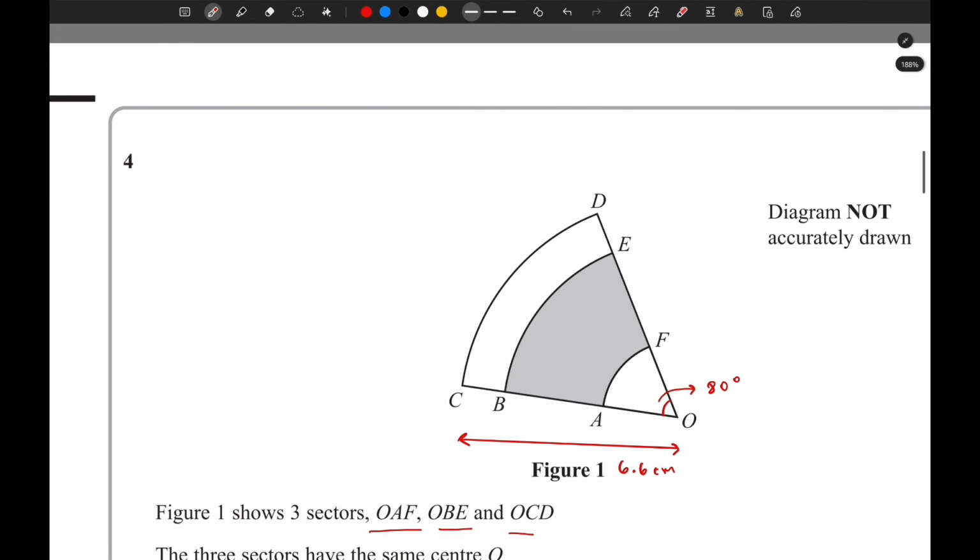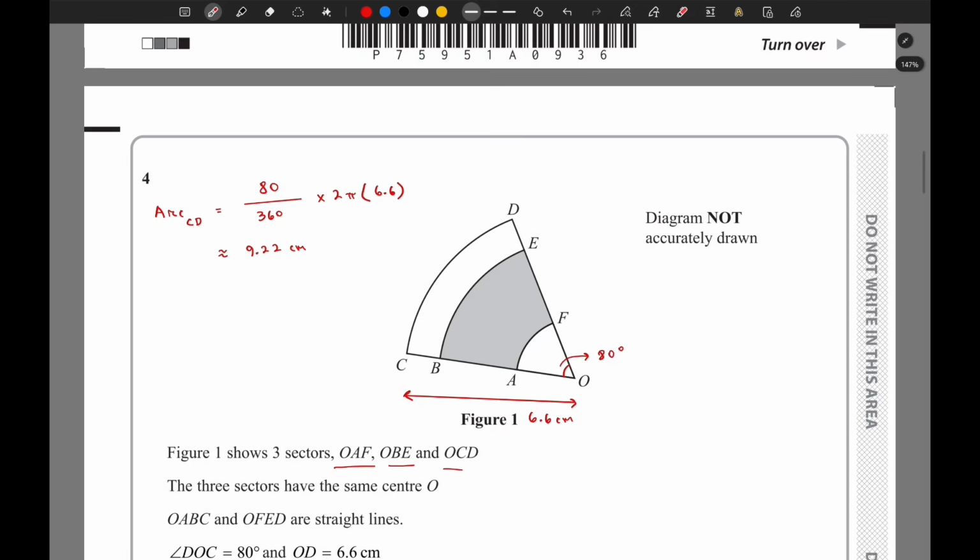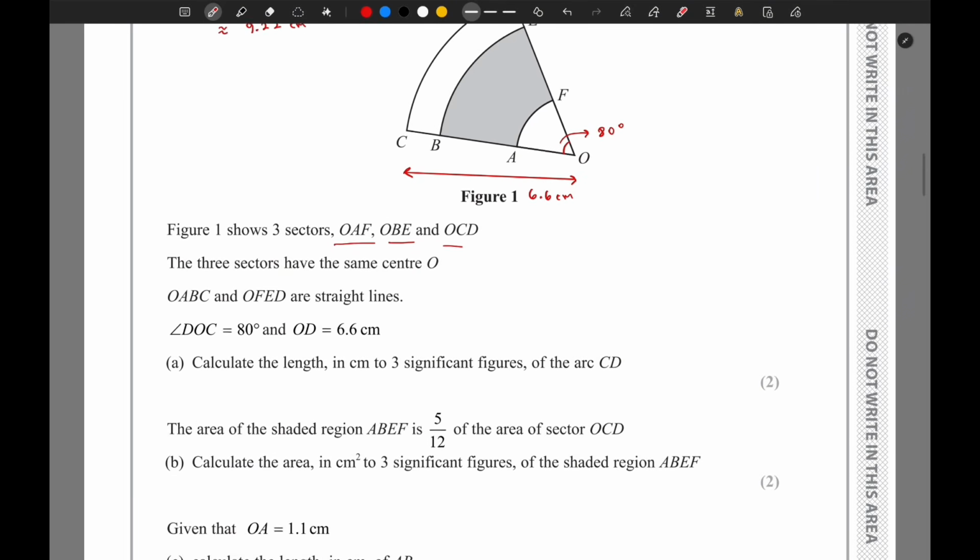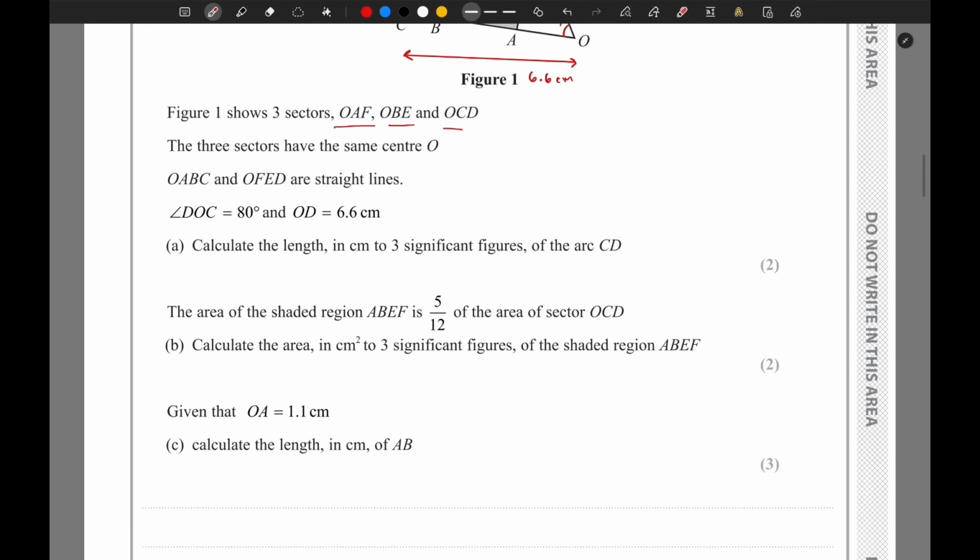We know that the arc CD would be 80 over 360 times 2 pi r. The radius is 6.6, which equals 9.22 centimeters. This is the formula: theta over 360 times 2 pi r. Now let's look at the next question.